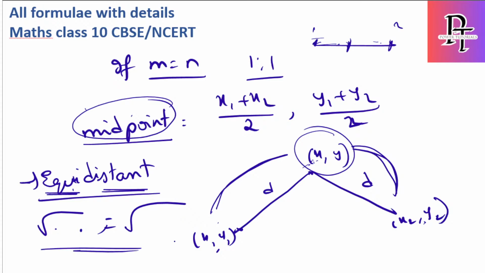Then find the conditions. Okay, equidistance and midpoint, I am again repeating, both are not the same. Midpoint is on the line, whereas equidistance means the distance between these 2 points and the distance between these 2 points should be the same. Okay, so these are the main formulas from the coordinate chapter as well. So all the formulas from the first 7 chapters have been done.